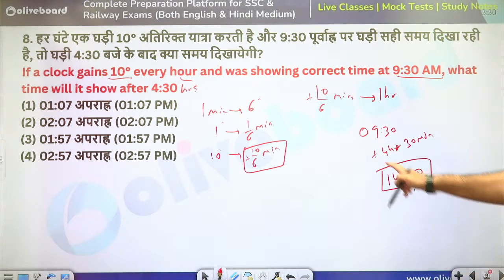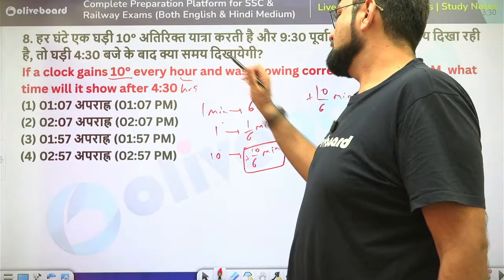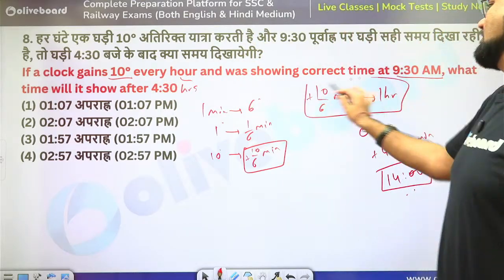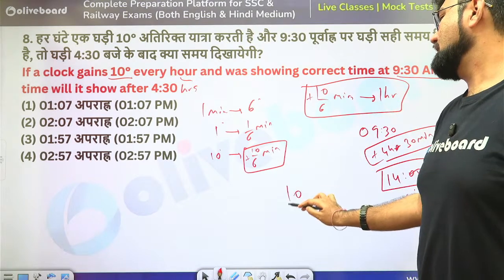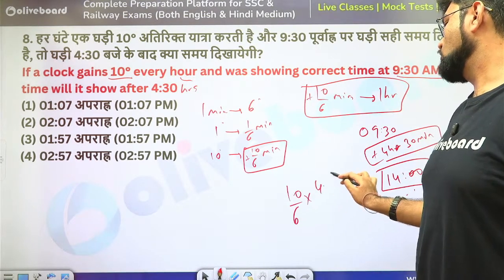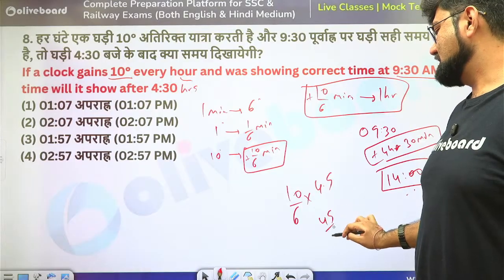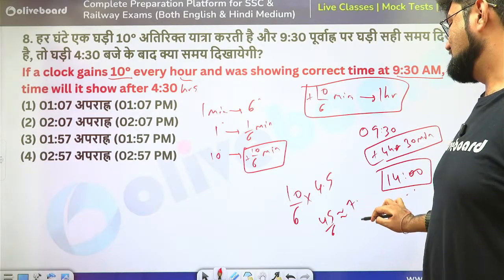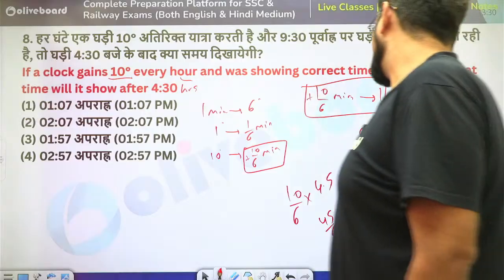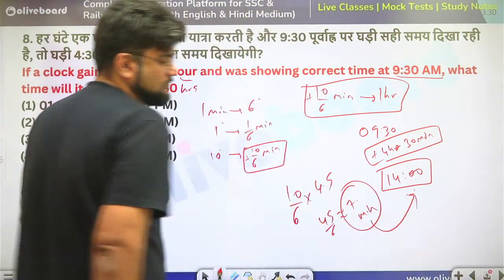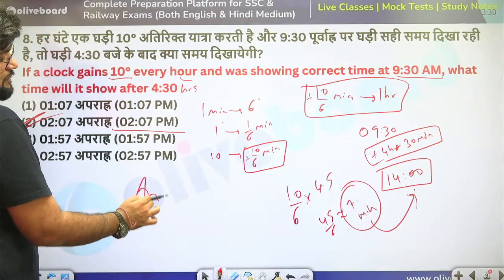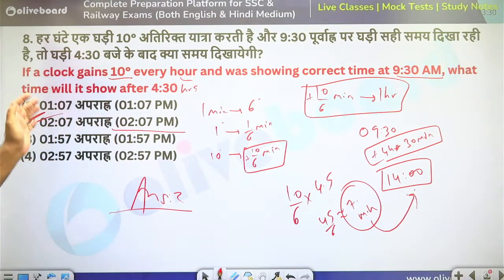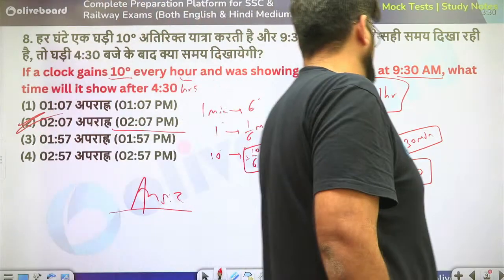This is the accurate actual time which is going to be showing. But they are saying that if it is gaining this much, then how much time will it show? So if it is gaining this much in 1 hour, how much will it gain in 4 hours 30 minutes? Simple. So you just have to multiply 10 by 6 into 4 hours 30 minutes, which is 4.5 hours. So 45 by 6, which is approximately 7 point something minutes. Okay, that means 2 o'clock will be increased by 7 something minutes because it's a gain, which is precisely option 2. Simple. Okay. Next.